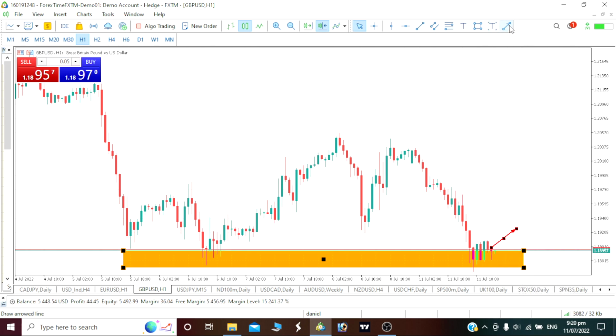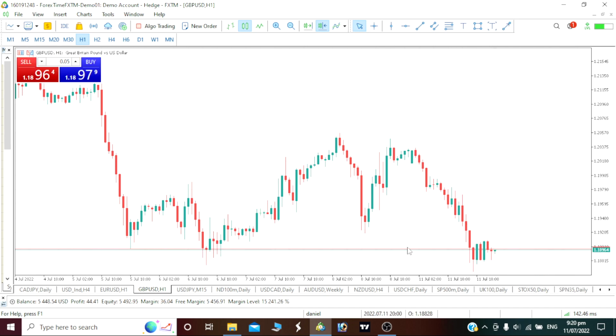We are waiting for, we are actually getting a pullback. So we possibly want to be getting a pullback around here, then a fall. And if not, then we might continue a fall on our pound USD.